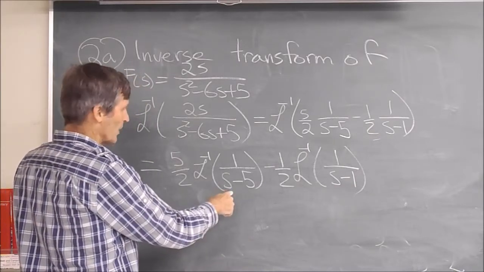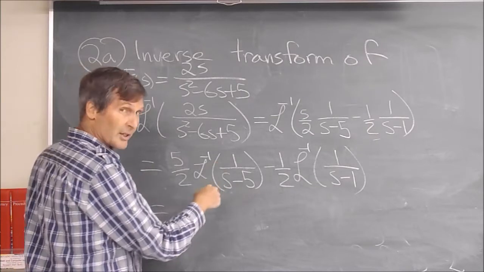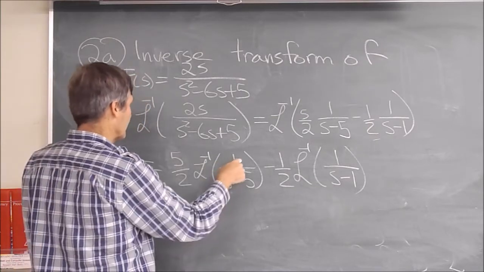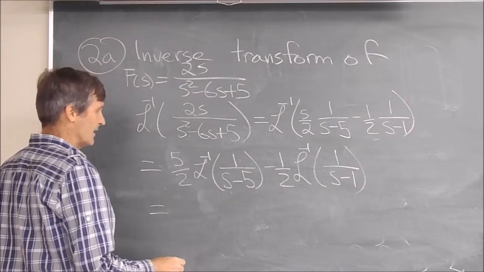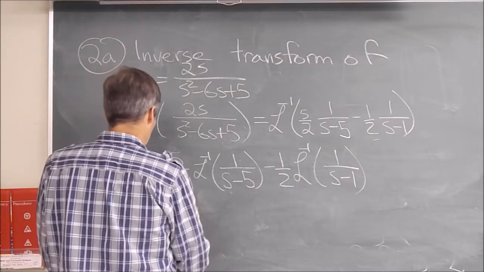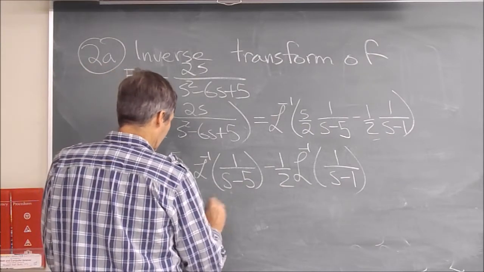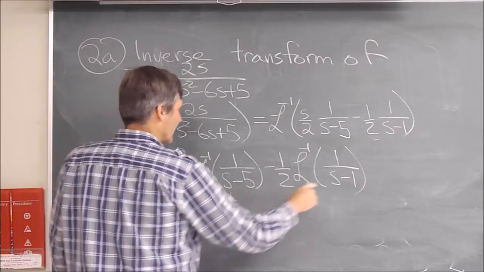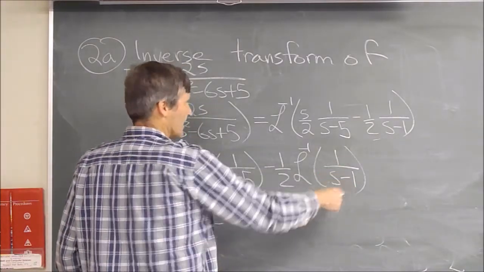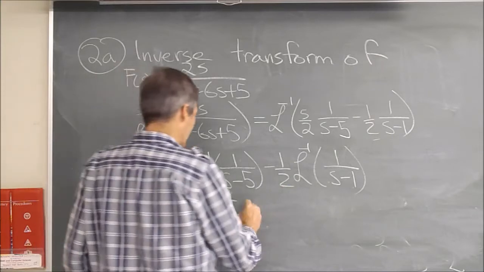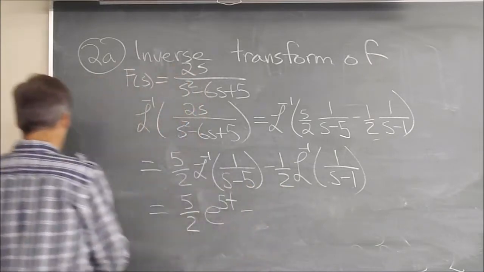This transform is one you memorize from the very simple memorization table we discussed, right? So this is the inverse transform of e to the 5t. We have 5 halves e to the 5t. 1 over s minus a is the inverse transform of e to the at, is where I got this from. I guess I write it down.